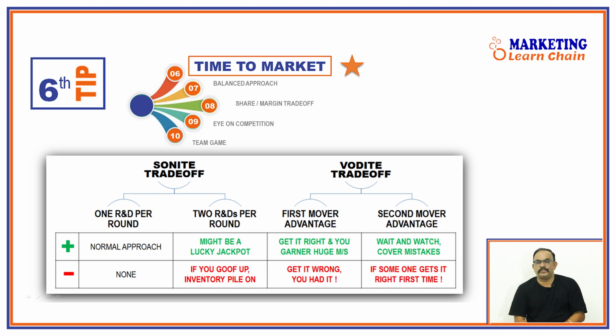The other approach would be just wait and watch. Some teams do that. Even when they get a chance to do a Vodite R&D, they wouldn't do a Vodite R&D, waiting for others to do the Vodite. And when that product hits the market, if it is a good one, I'll copy it. If it's a bad one, I'll get around it. So the flip side is, if somebody else gets it right, he runs away with the entire market share. These are the nuances of time to market.